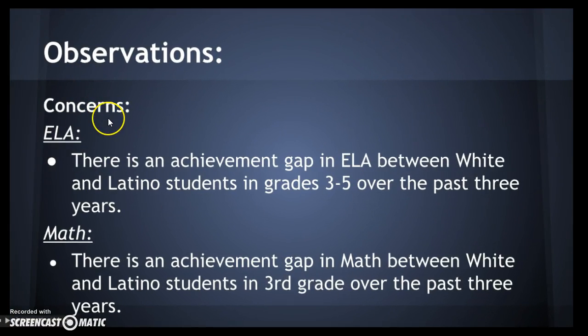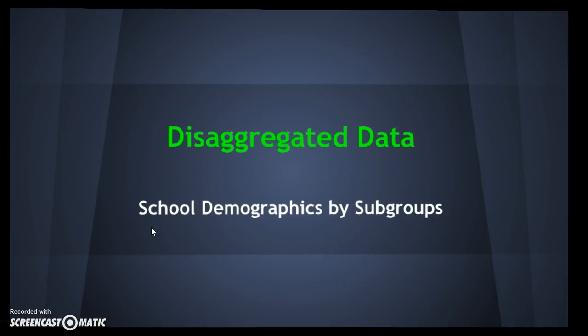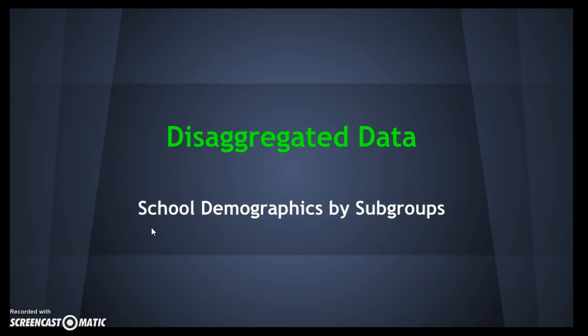However, we have some concerns here. In ELA, there's an achievement gap between the white and Latino students in all the grade levels for the past 3 years. So there is a concern here. In mathematics, there's also an achievement gap between the white and Latino students in third grade. So we have ELA across the board, we have an achievement gap, and in third grade we have one in mathematics.